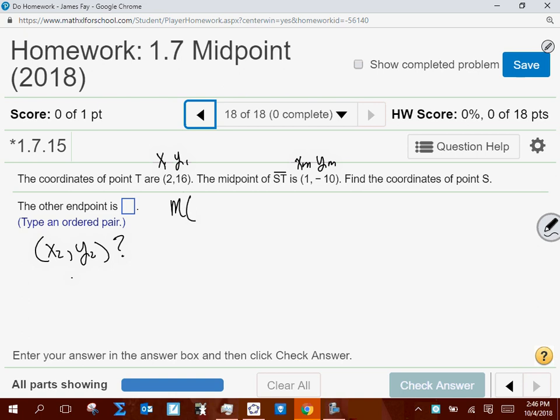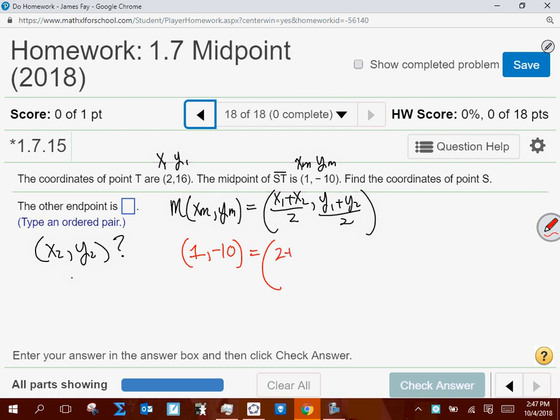So our midpoint is going to look like this. This is the formula. Always write this down when we're doing these problems. And now we can substitute. We can say x sub m was 1. Y sub m is negative 10. X sub 1 is 2. X sub 2, that's what we're looking for. That's my variable. And then my y sub 1 is 16. Y sub 2, that's my other variable. That's what we're looking for. All over 2.